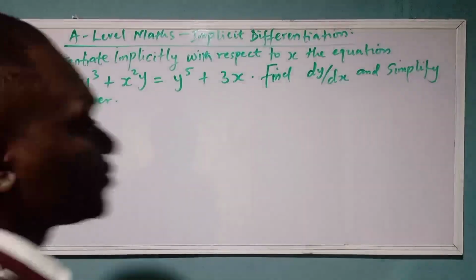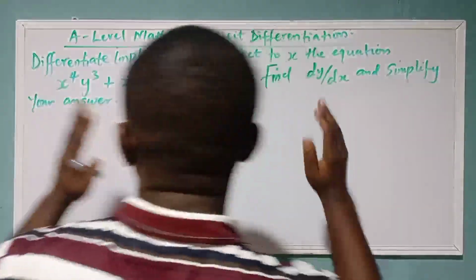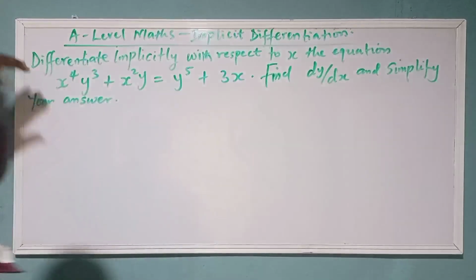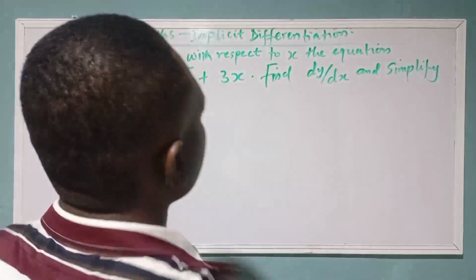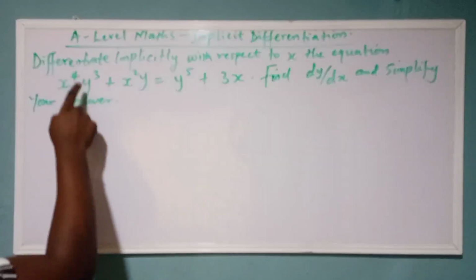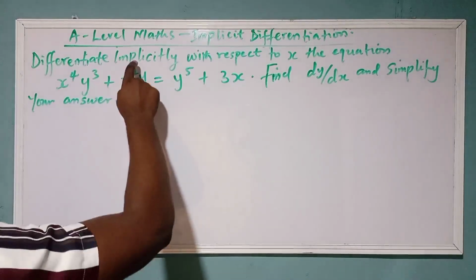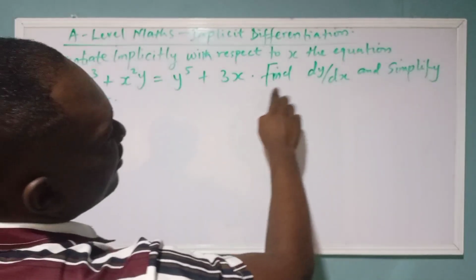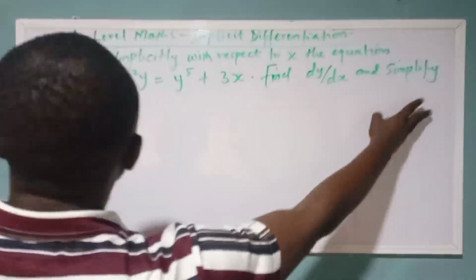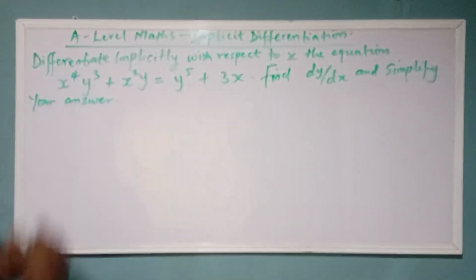I want to teach you implicit differentiation. Differentiate implicitly with respect to x the equation x raised to power 4 y raised to power 3 plus x raised to power 2 y is equal to y raised to power 5 plus 3x. Find dy/dx and simplify your answer. Okay, so, solution.